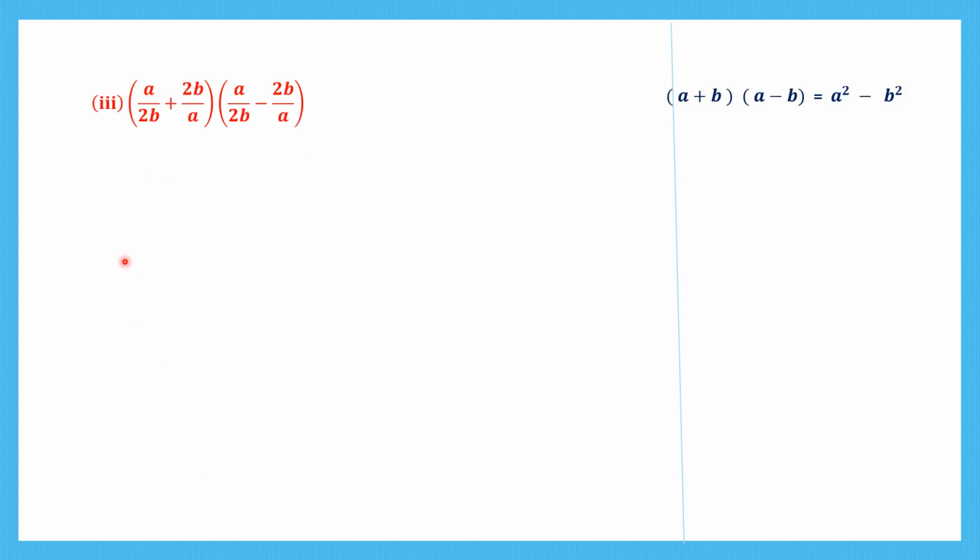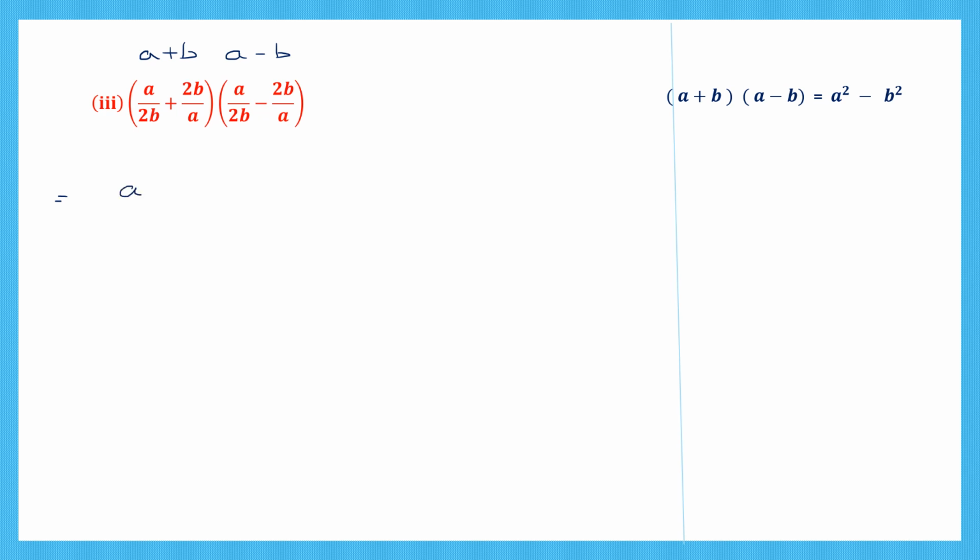Question 3. Now what can we apply here? We can apply the same thing, because look at this. This is the same here. The first term is the same. The second term is the same in both, and one is plus, one is minus. So we can apply this formula. So in that case, a by 2b will be a and this will be b. So this is a and this is b. So this is a plus b, a minus b. The answer is a square minus b square.